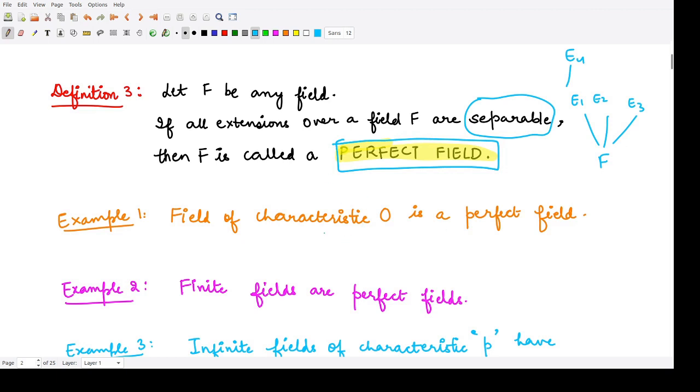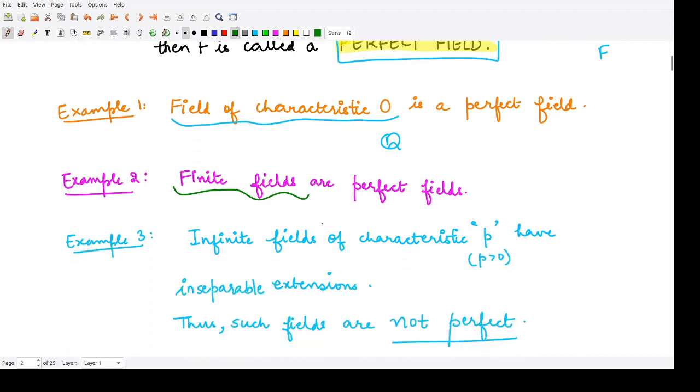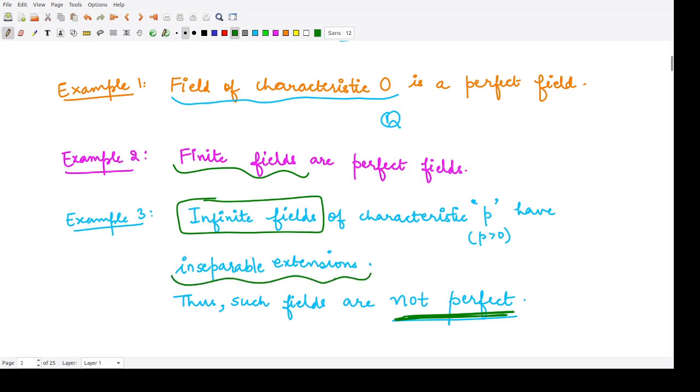The first example is a field of characteristic 0. That means the field of rationals is a perfect field. And all finite fields are also perfect, so every extension of those fields is separable. Lastly, in general, infinite fields are not perfect. Why? Because they have inseparable extensions also in addition to separable extensions. That is why they are not perfect at all.